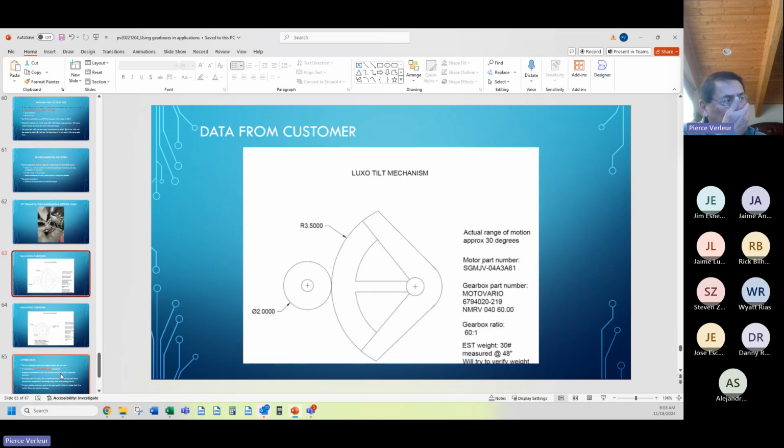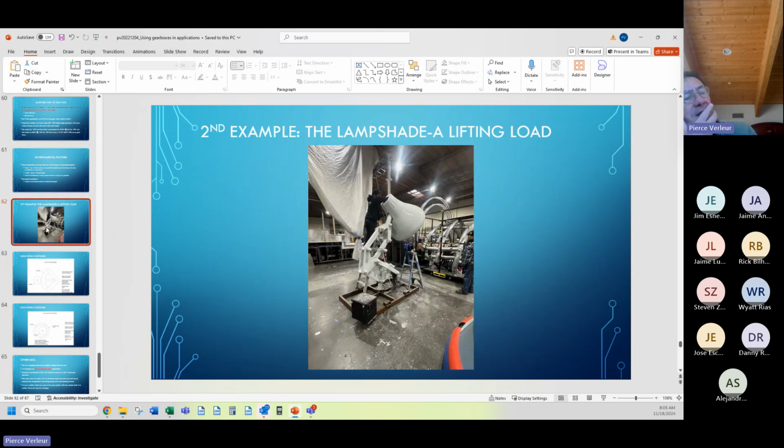So now that ends the discussion on the continuous duty conveyor application. This is an azimuth and elevation application, and I chose this one because it's kind of funny, but it's an azimuth and elevation. This lamp rotates, and then the lampshade itself arcs, which is your elevation application.